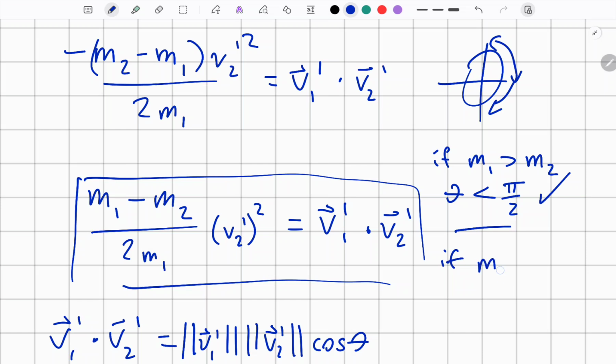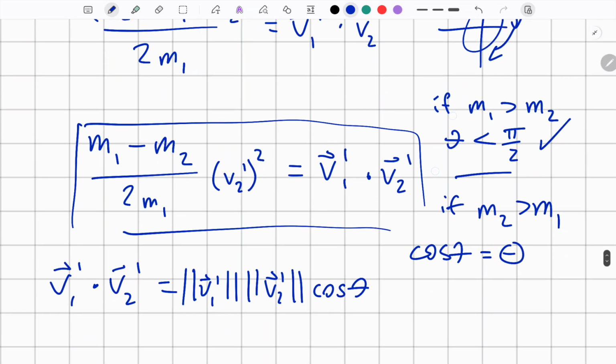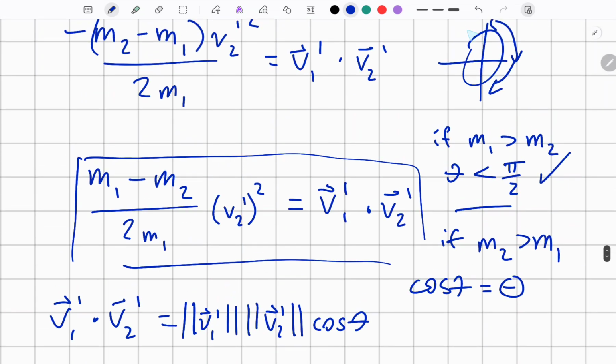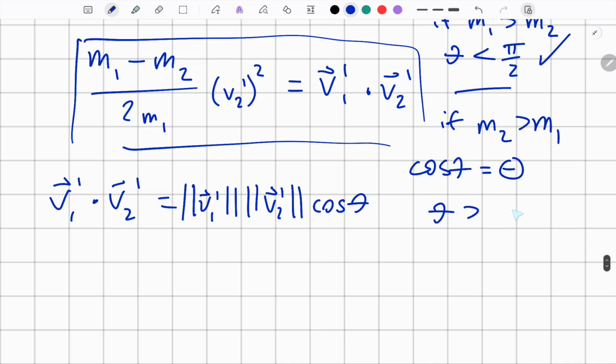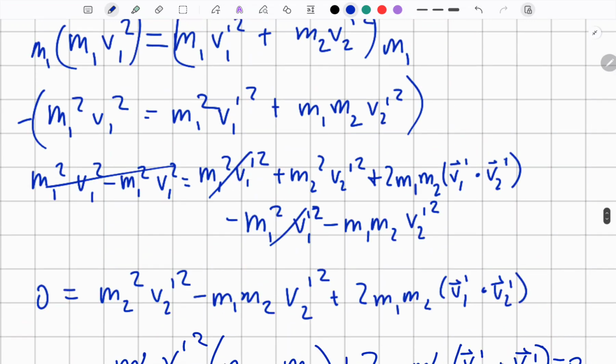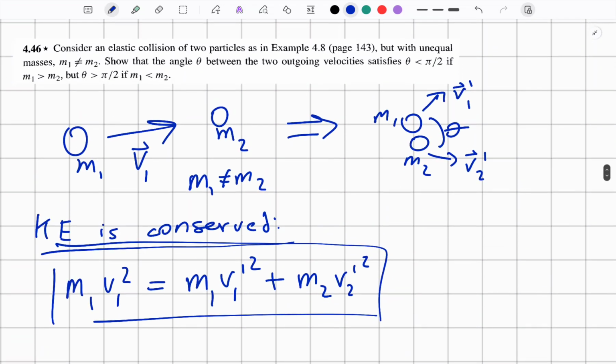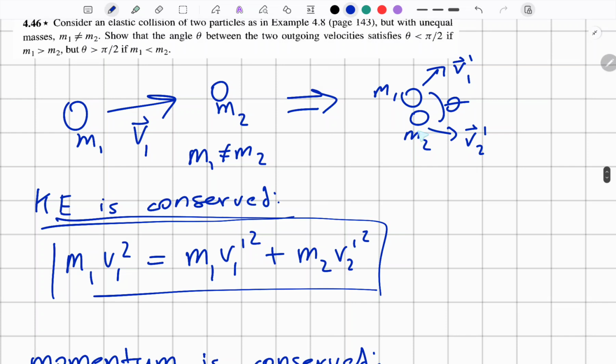And if m2 is greater than m1, our cosine theta is going to be negative, which means that we must be falling somewhere on this side, as that cosine deals with the x values, which are negative on that side. So our theta must be greater than pi over 2. So if mass 2, going back up here to our drawing, is greater than mass 1, our theta is going to be greater than pi over 2.